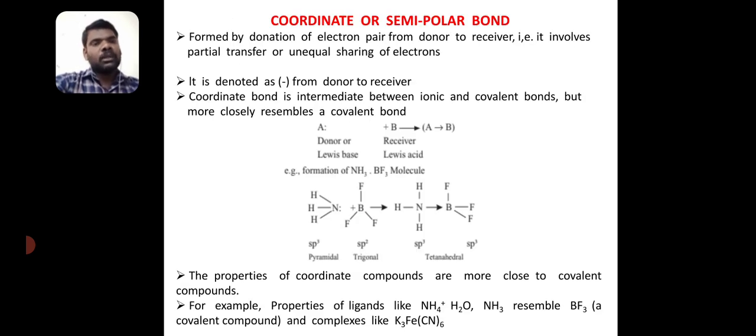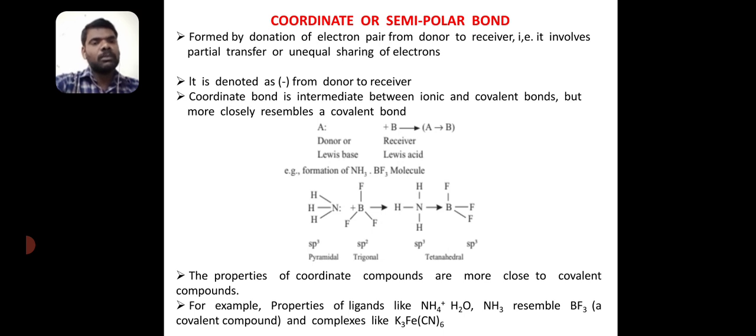Another bond is the coordinate or semipolar bond. It is formed by the donation of an electron pair from a donor to a receiver atom. That is, it involves partial transfer or unequal sharing of electrons. It is denoted by an arrow from the donor to the receiver. The coordinate bond is an intermediate bond between the ionic and covalent bond, but closer to the covalent bond.